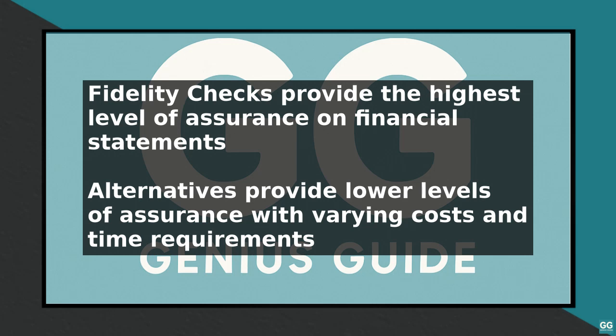To illustrate the difference, consider a publicly traded company that requires a high level of assurance on its financial statements. In this case, a fidelity check would be the most appropriate choice. On the other hand, a small private company may opt for a financial statement review or internal audit, which provides a lower level of assurance but is less expensive.